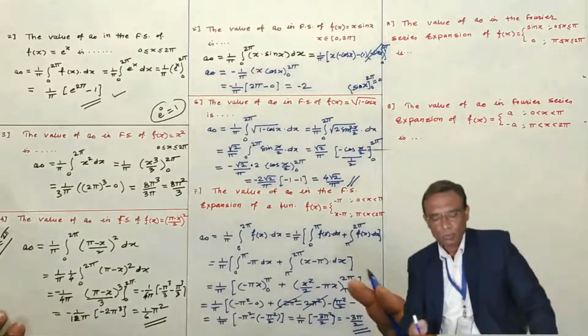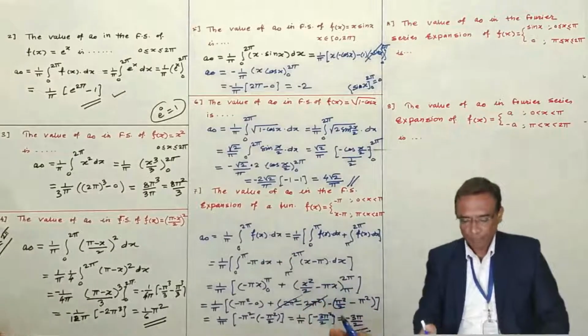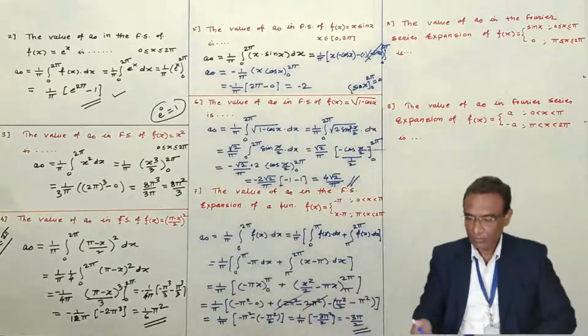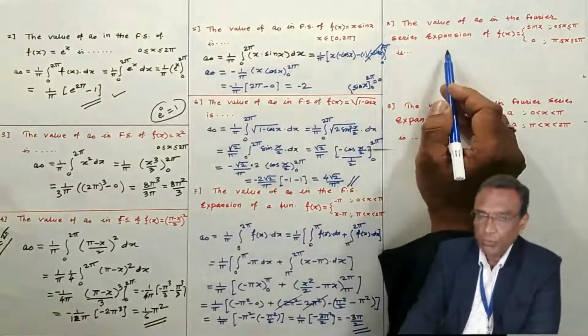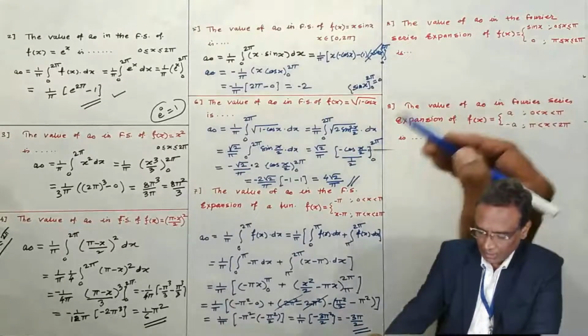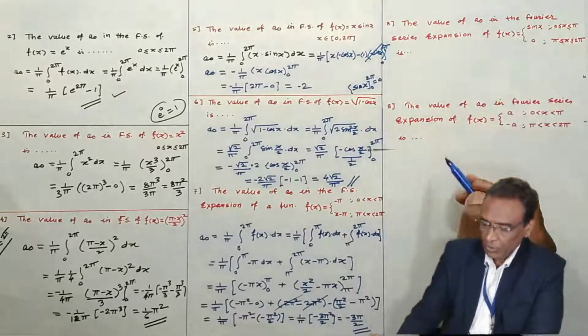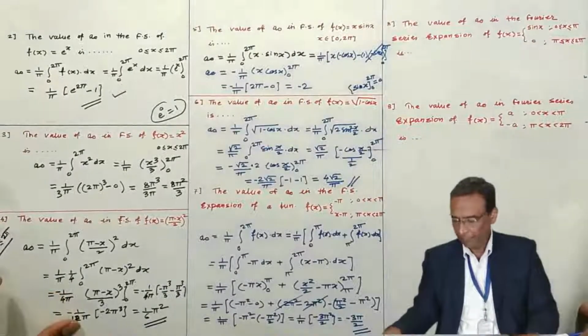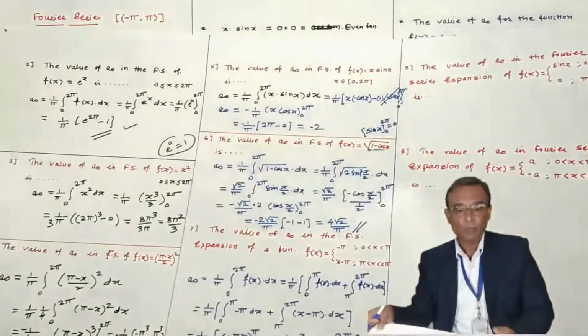Okay, you also can check the value because I may commit a mistake somewhere, so you have to check it once again. This is for you. Okay, similarly, you have to solve this one. This also you have to solve. This one. 2 problems for you. Now, we discuss the problems on 0 to 2 pi.